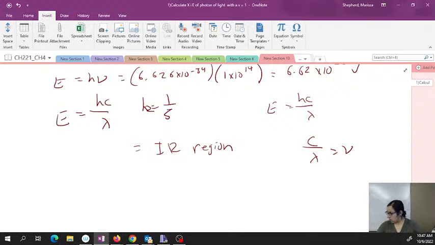Let's see. Sorry, I'm glancing around your homework on which one I want to do. Let's do on the second page, number 7, where it says calculate energy and wavelength of a photon emitted when it goes from the 7 to the 4 energy state in hydrogen.